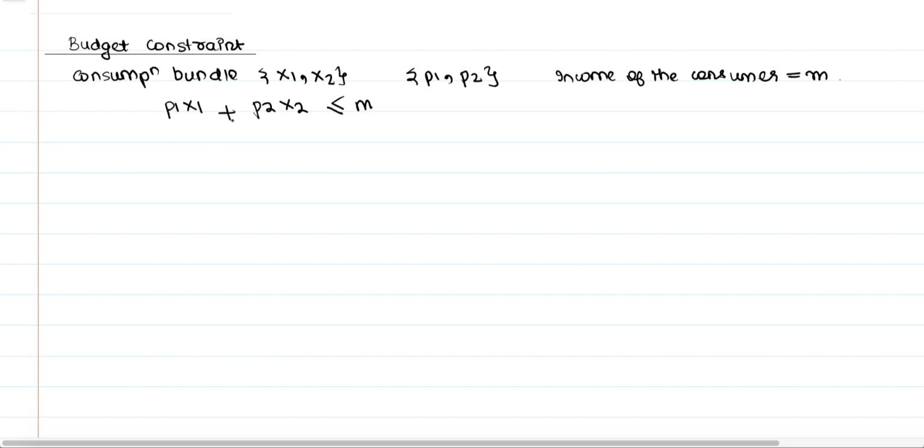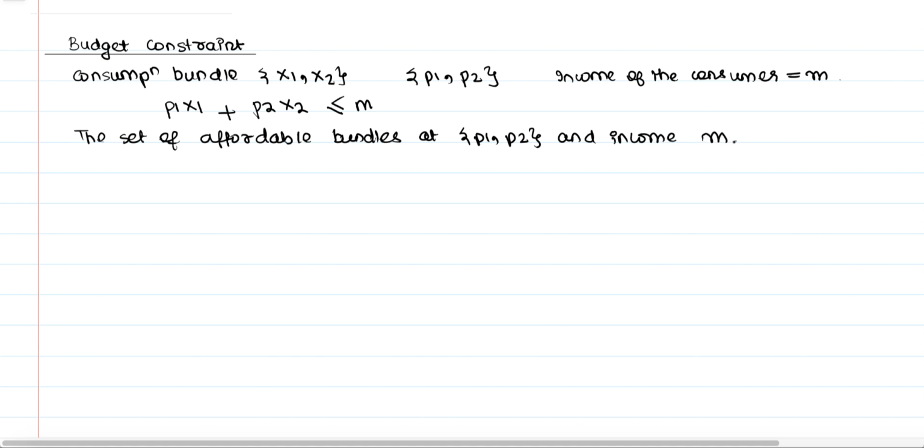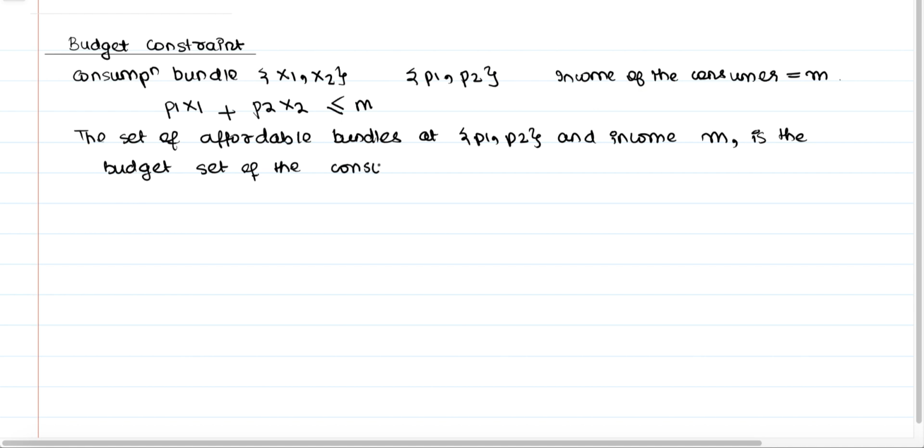I'll be giving you examples also, but right now I'm just giving you the theory behind it, and then we'll do the numerical. So please look at it. Please write alongside: the set of affordable bundles at prices p1, p2 and income m is the budget set of the consumer.